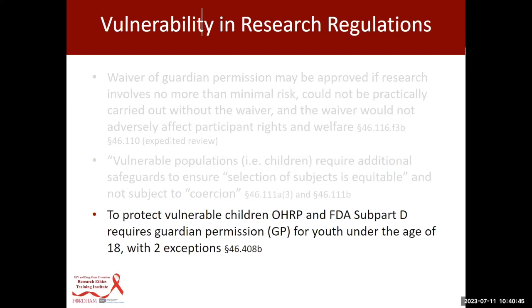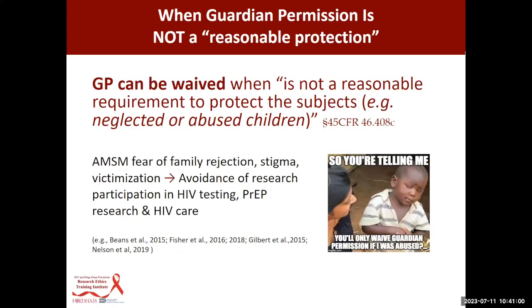Then to protect vulnerable children, OHRP and FDA and their subpart Ds require guardian permission, which is a good protection. There's nothing wrong with that if it's needed and it's not going to harm the participant. And so they have two exceptions. One of them is when guardian permission is not a reasonable protection. The problem is the only example they give is neglected or abused children. So IRBs say, well, if you're not neglected or abused, we're not going to waive the guardian permission.